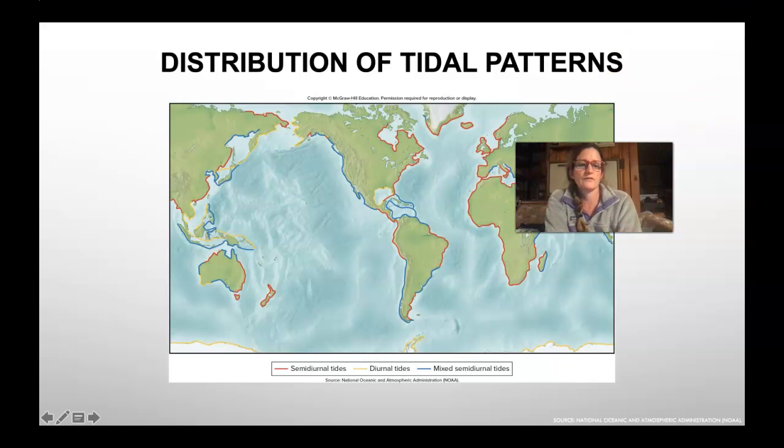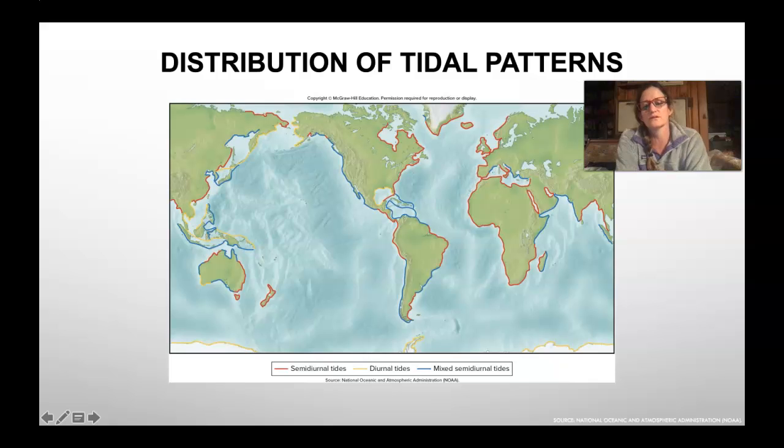The distribution of those patterns around the Earth is here. So semi-diurnal tides are in red. The diurnal tides are in yellow, and then the mixed semi-diurnal tides are in blue. So it's hard to pick out a real pattern with those. They just are. And it has to do with the shapes of the continents, the shape of the sea floor, the size of the ocean basins. You see around the Atlantic, there's more semi-diurnal tides, and around the Pacific, there's more diurnal tides.